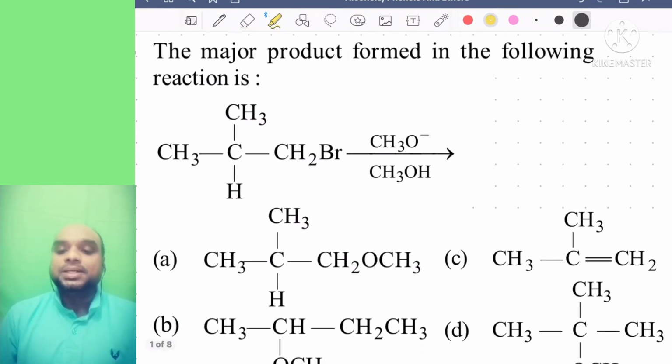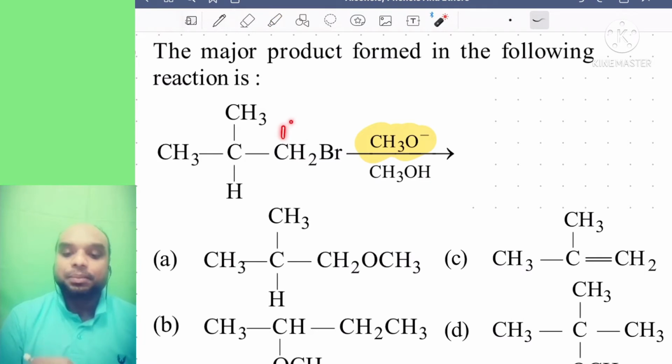Next: the major product formed in the following reaction is... If you see here, a methyl group is there, and this is a primary carbon. In this, elimination is possible, and at the same time nucleophilic substitution is also possible.